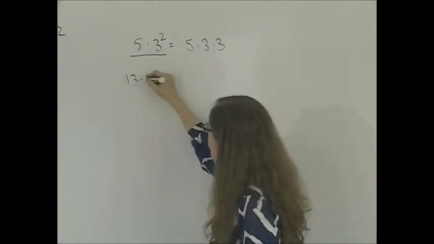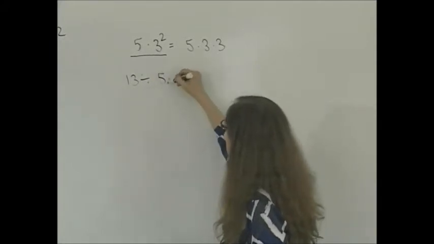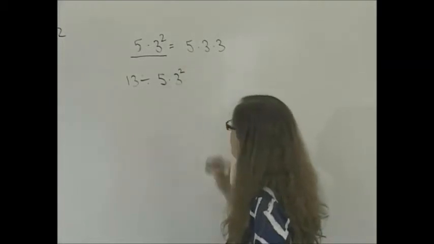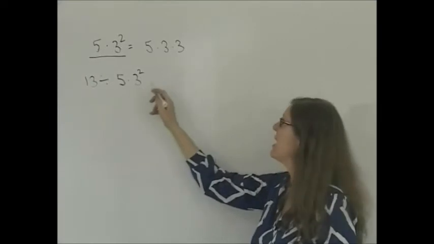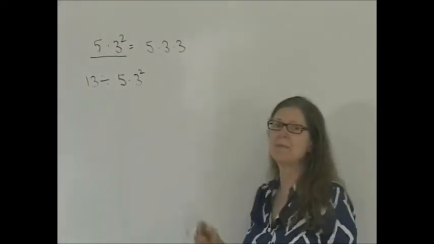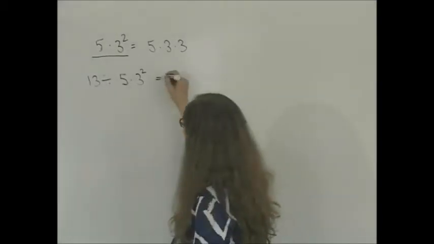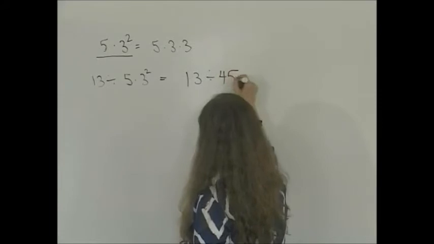Okay, so what we have here is 13 divided by 5 times 3 squared. Now 3 squared is 3 times 3, which is 9. And 9 times 5 is what? 9 times 5 is 45. So this is equal to 13 divided by 45.